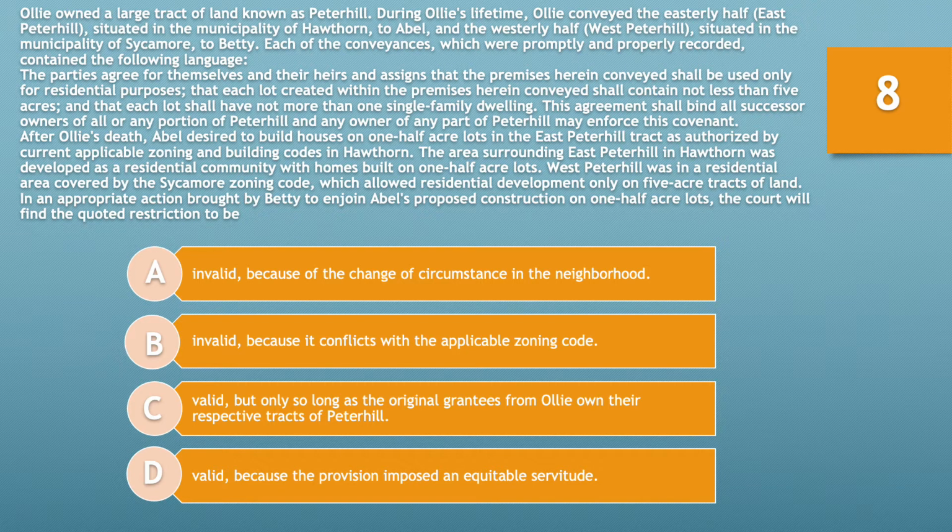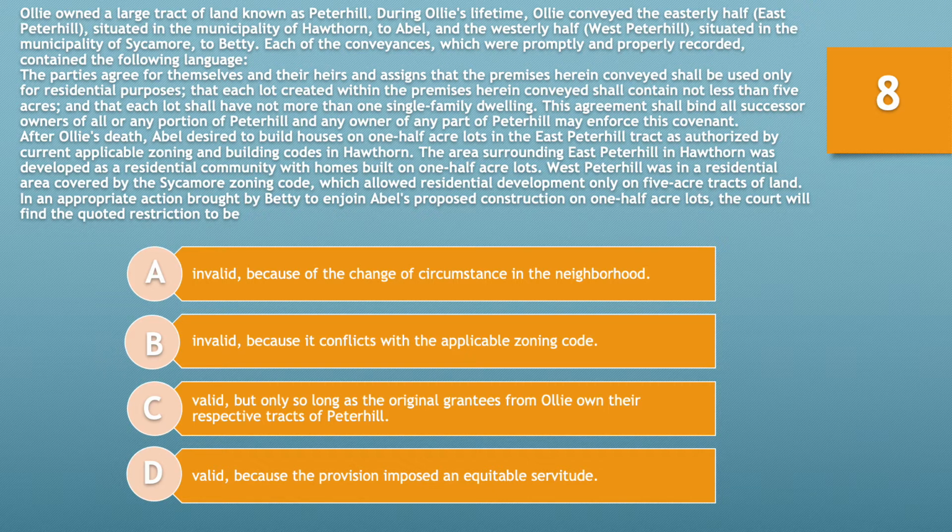The parties agree for themselves and their heirs and assigns that the premises herein conveyed shall be used only for residential purposes, that each lot created within the premises herein conveyed shall contain not less than 5 acres, and that each lot shall have not more than one single family dwelling. This agreement shall bind all successor owners of all or any portion of Peter Hill, and any owner of any part of Peter Hill may enforce this covenant.